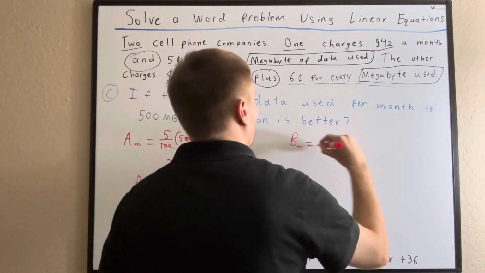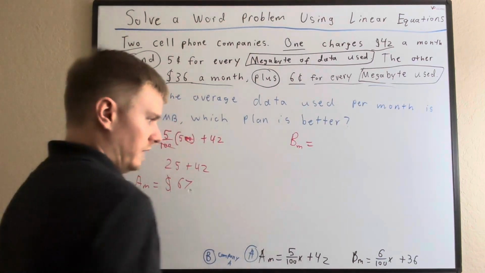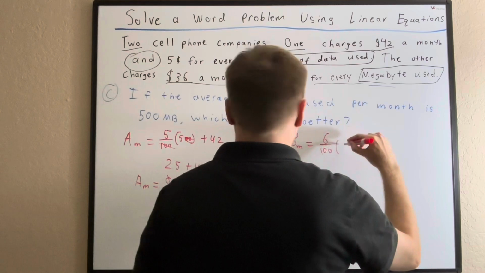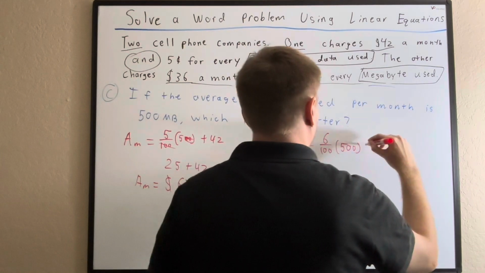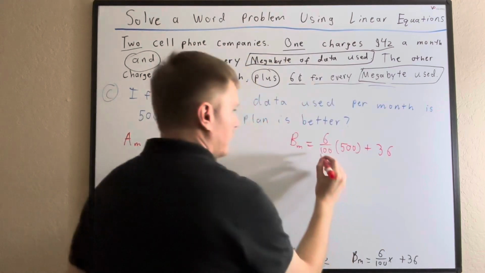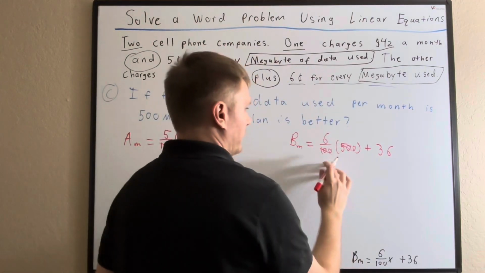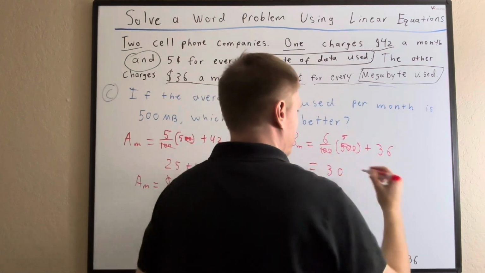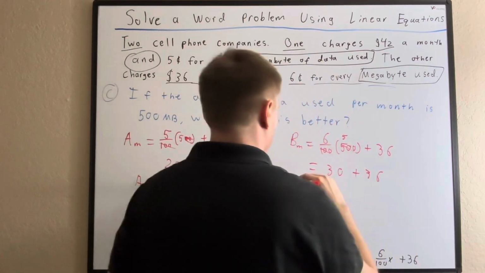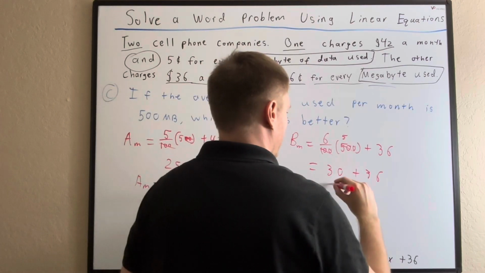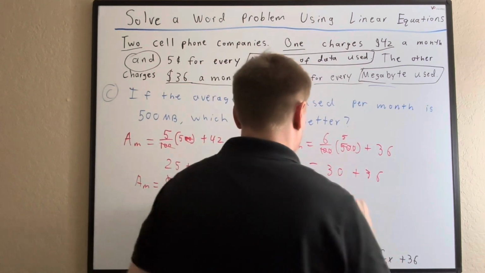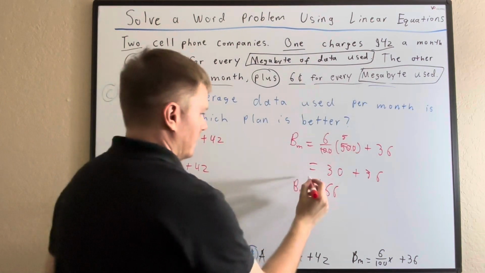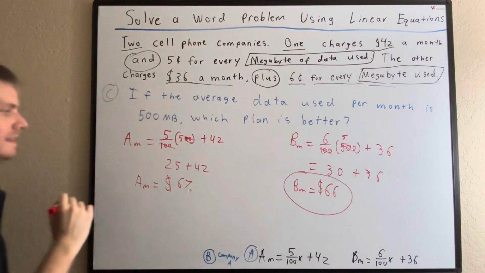Company B. What do you got for me, company B? 6 over 100 times 500 plus 36. Okay, 500 divided by 100 is just 5. 6 times 5 is 30. Plus 36. B would charge $66. Oh, so close. But I'm going to have to give it to company B this time.